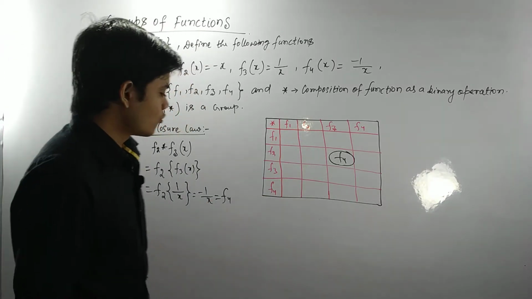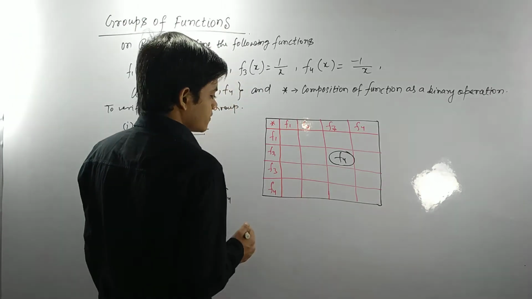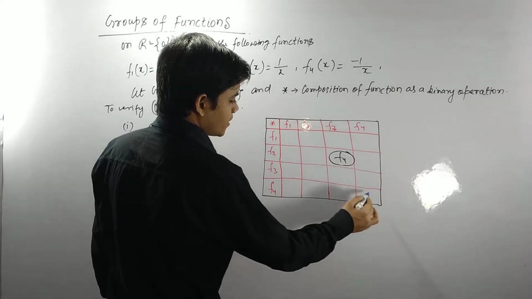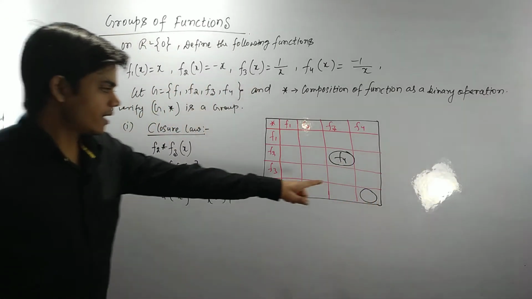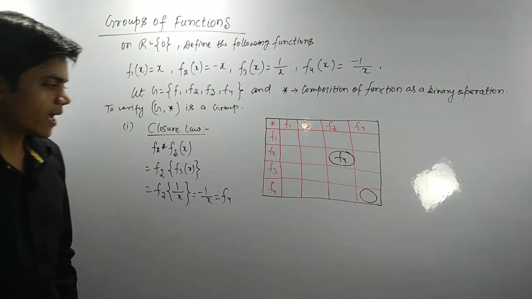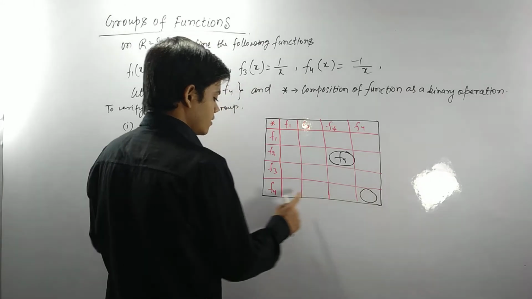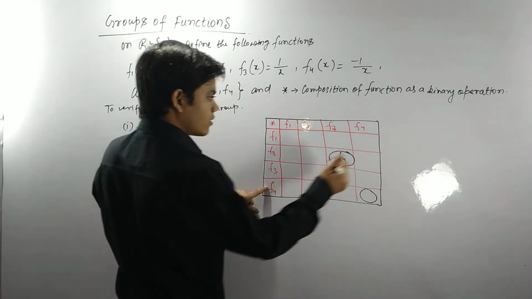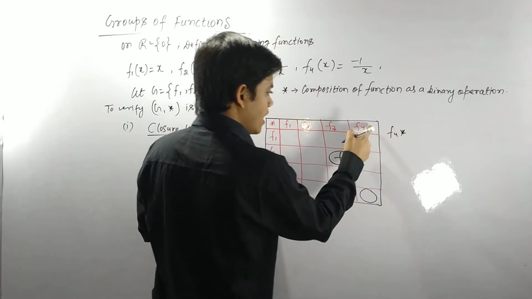Doing the same process, you can find each and every element. Let me give one more example here. My question is, what would be here? And what will you write here? So, to write the element here, you have to do what? f4 star f4.